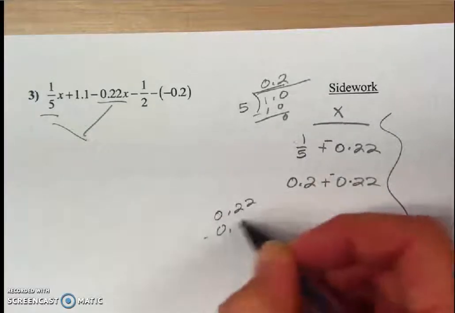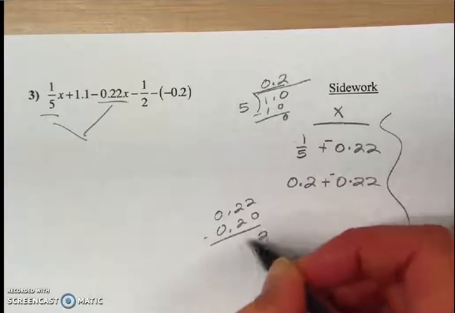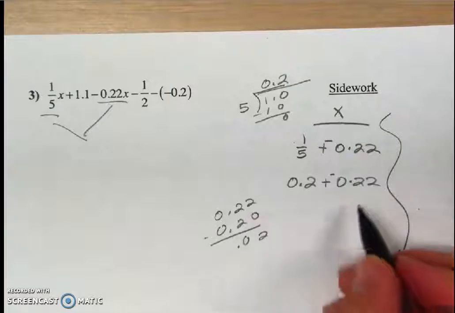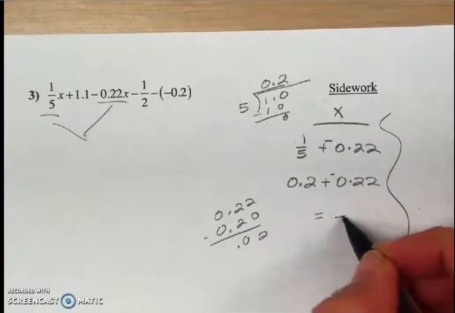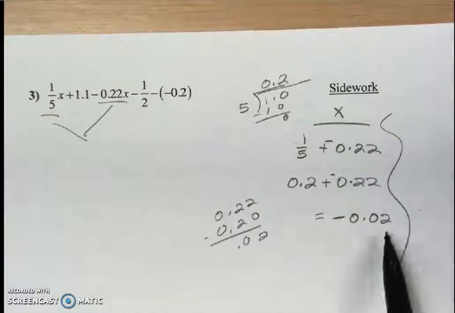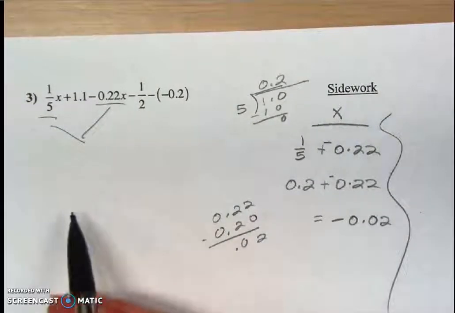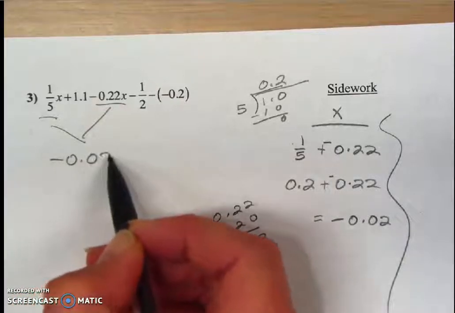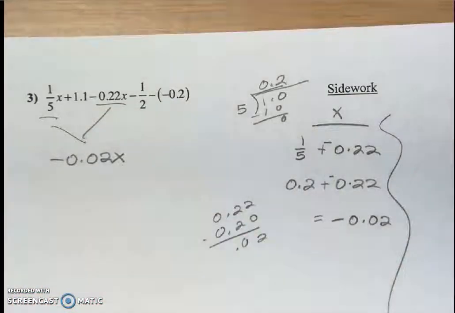0.22 minus 0.20 means I have 0.02 left over. And so I had more negatives, 0.02. And so those are my x's, and so that's the coefficient on my x. I would have negative 0.02 times x, like that.